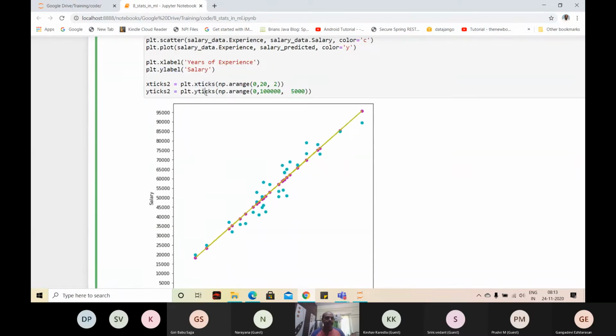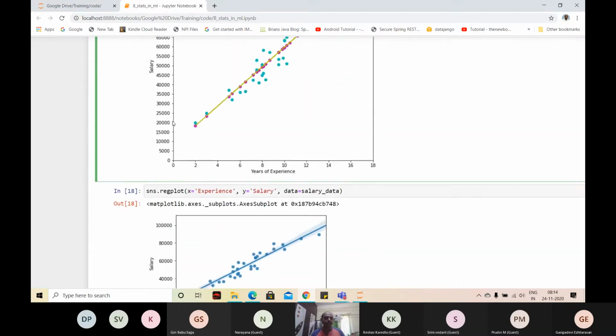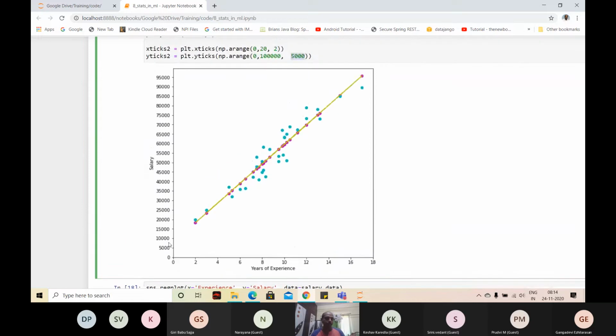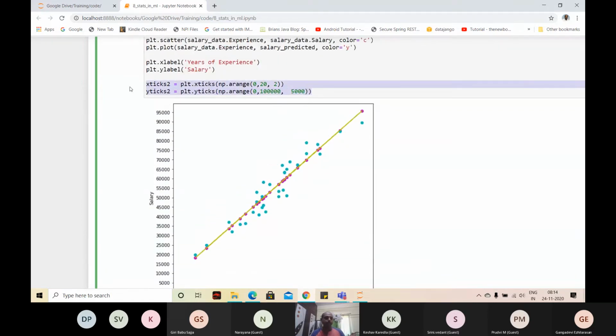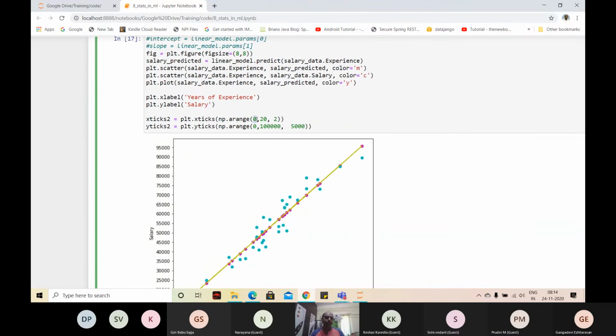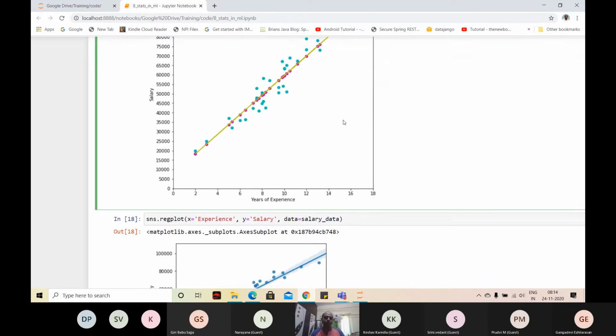And then the X ticks and Y ticks, the scale. I decided the scale from 0 to 20,000, and 5,000 is the stepping: 0, 5,000, 10,000, 15,000, 20,000. So you can specify that. The arange method will generate a NumPy array with the values from here till here, stepping 5,000 at a time. This one is going to generate values from 0 to 20, stepping two values at a time.